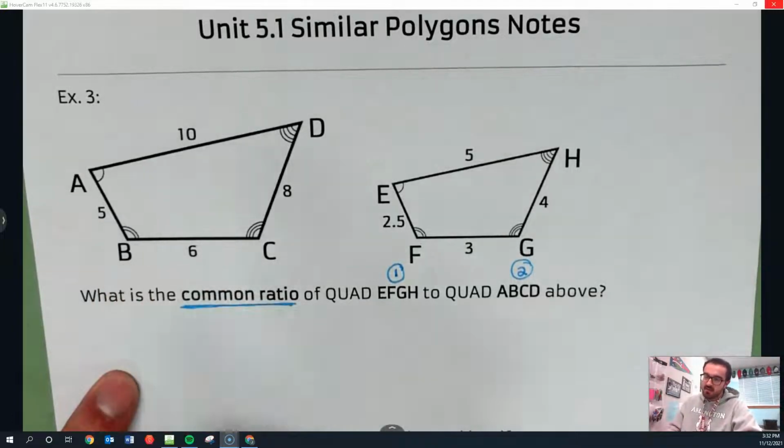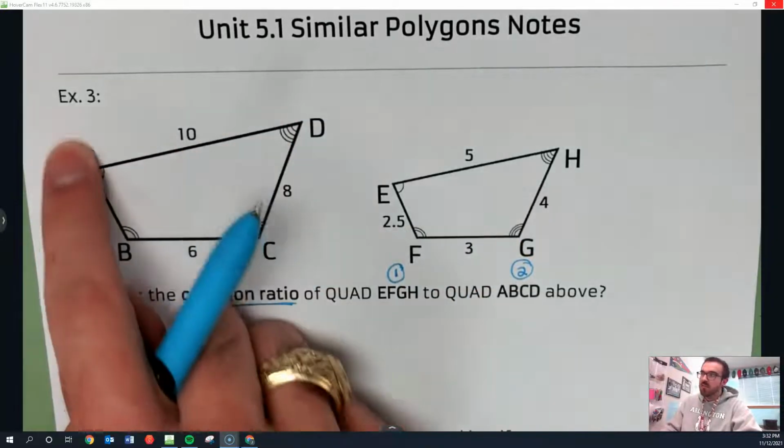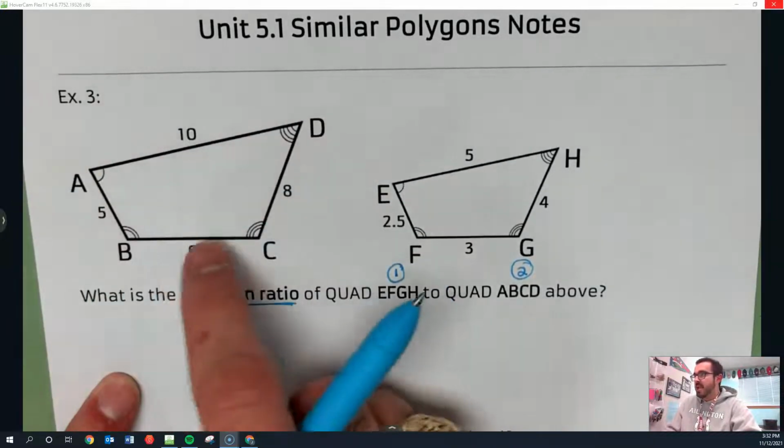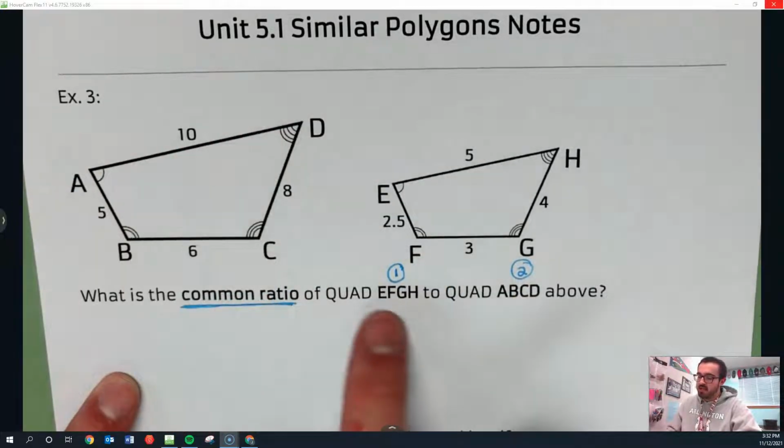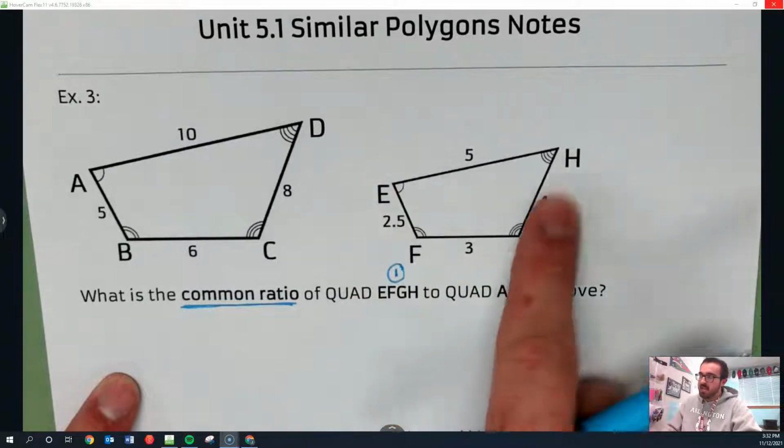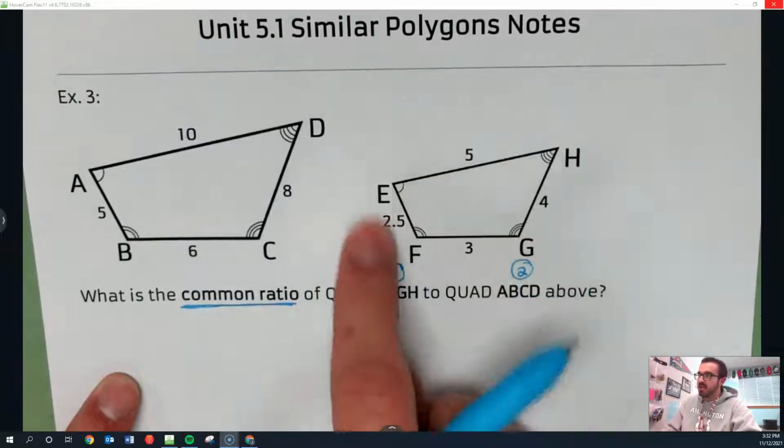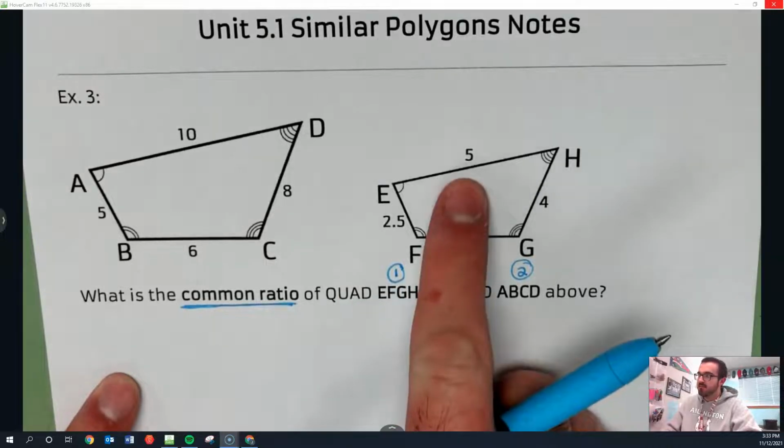So let's talk about what that looks like. By the way, common ratio, you don't deal with angles, you're only dealing with sides. So pick a number over here. We're just going to pick a number. Any of these sides. Hold up. We need to start with EFGH. Sorry. We're starting with EFGH, so we need to pick any of these numbers on the sides. Pick any of them. Let's pick 5.